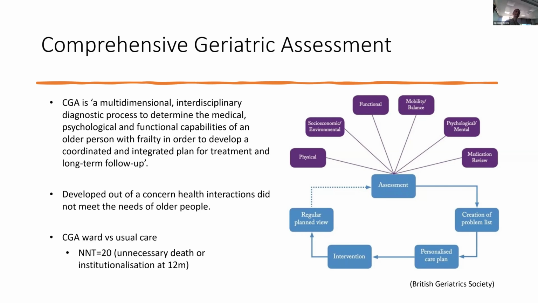And we now have a number needed to treat. So we know that if this patient is looked after on a ward delivering CGA led by a consultant geriatrician versus usual care, if we treat 20 patients like this, one I've exemplified to you, will save one person from unnecessary death or institutionalisation at 12 months. And that's work done by Graham Ellis in a Cochrane review updated in 2017.